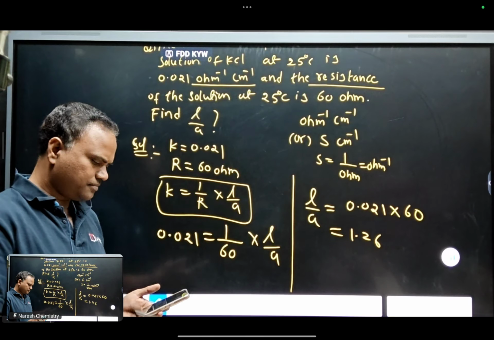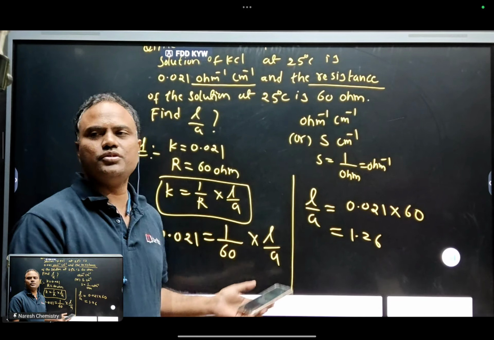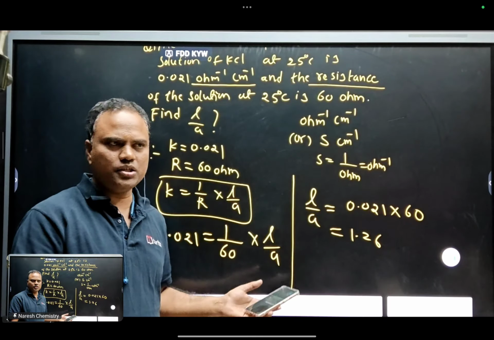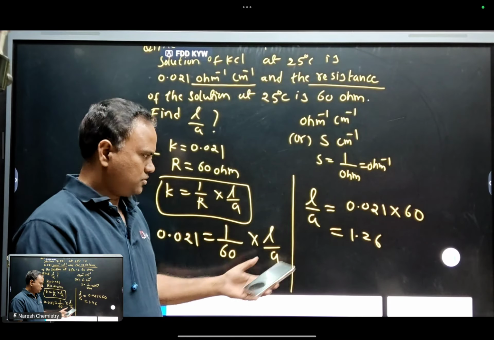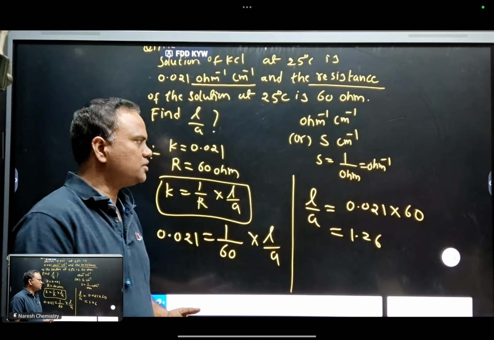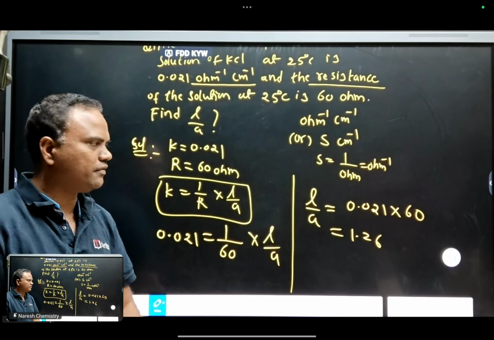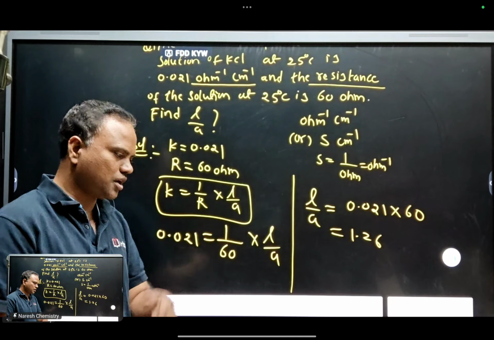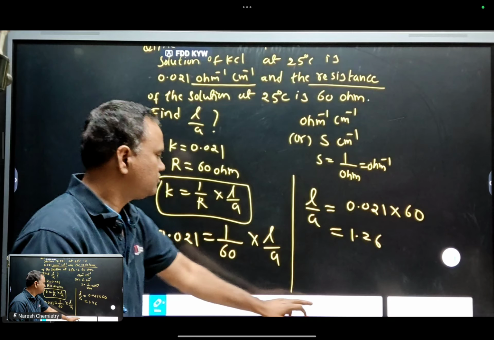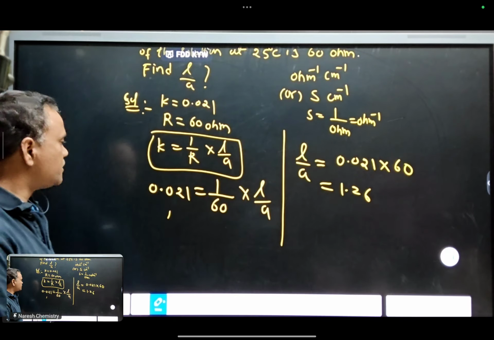L by A units, what is length value, length units? Centimeter. A units is centimeter square. What you will get? Inverse. You substitute R units and these units, you will get L by A value. She is asking about units. What are the units given to you in the question?